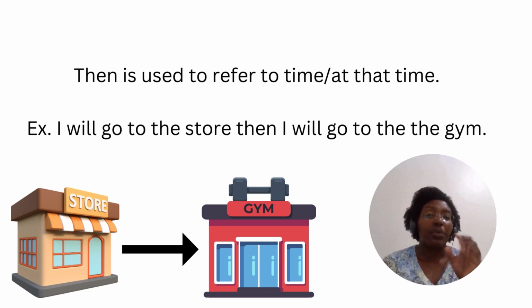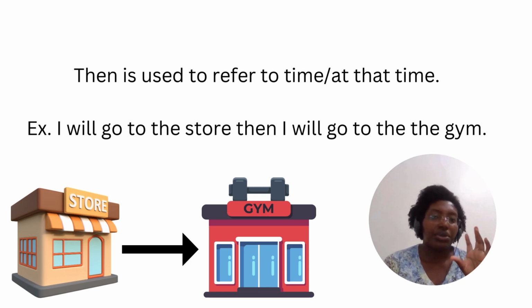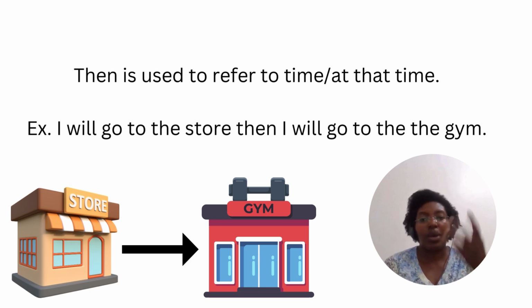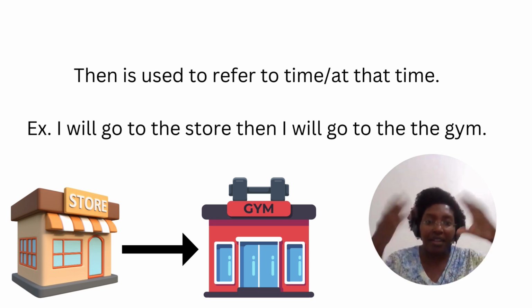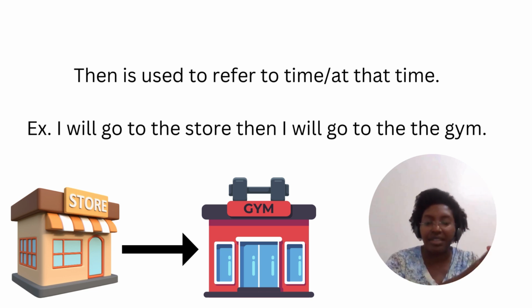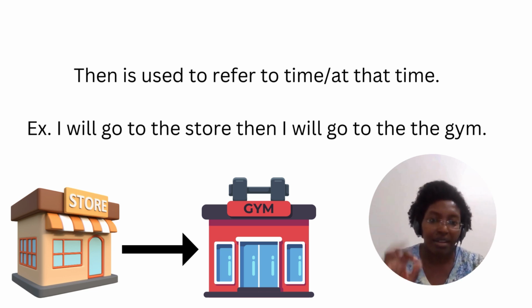However, when we use then with an E, it refers to time or at that time. I like to use this word meaning next. I think that's the best way to think about the word then with an E. For example, I will go to the store, then I will go to the gym. So it's like next. So we're talking about time. This happened, then this happened, then this happened. Not than, with an A.